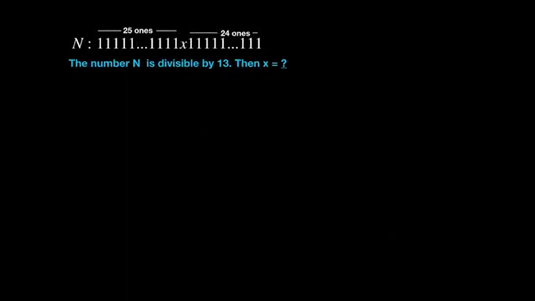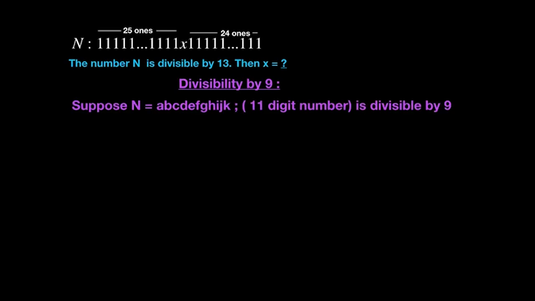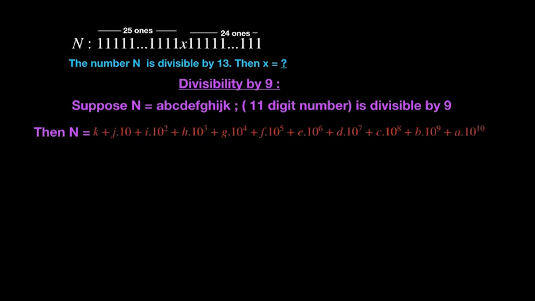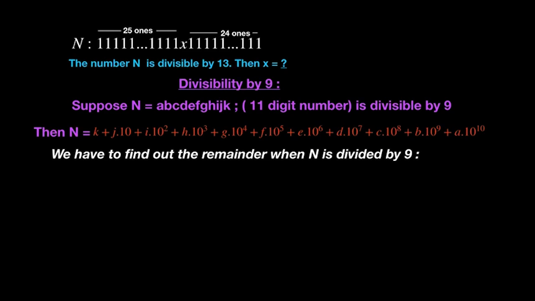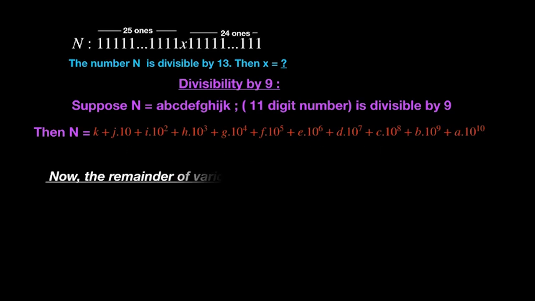Very nice. And now we can go for divisibility by 9. The number is the same, an 11-digit number, and it can be expressed as the sum of powers of 10 multiplied by its digits respectively in this way. And we have to find the remainder when N is divided by 9.